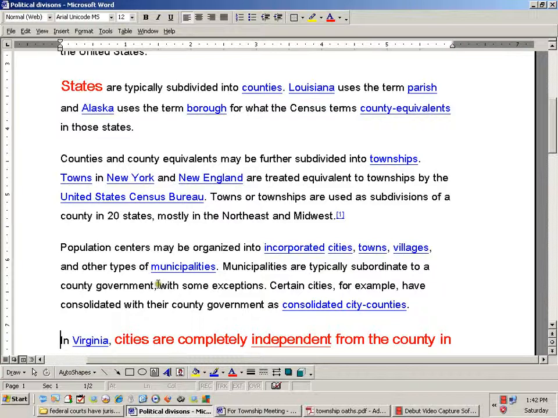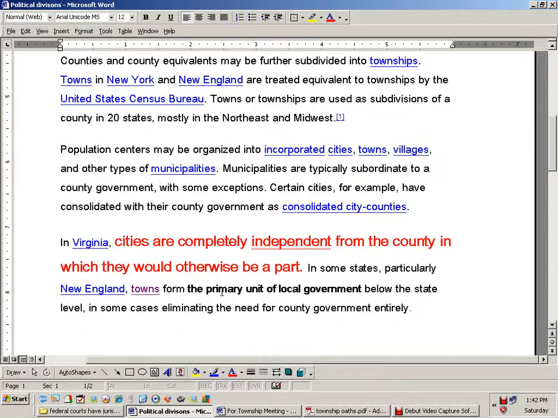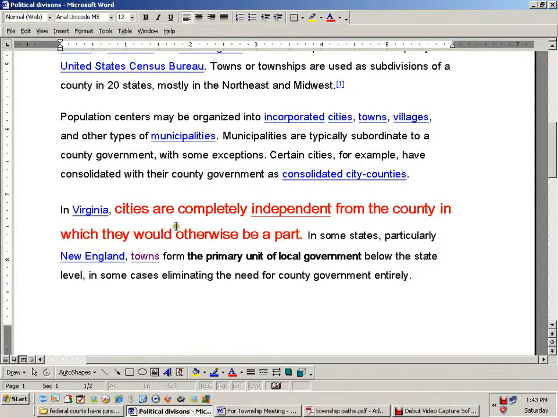And other types of municipalities. Municipalities are typically subordinate to the county government with some exceptions, as we'll see. Certain cities, for example, have consolidated with their county government as consolidated city-counties. Okay, so that's one way. However, in Virginia, cities are completely independent from the county in which they would otherwise be part.